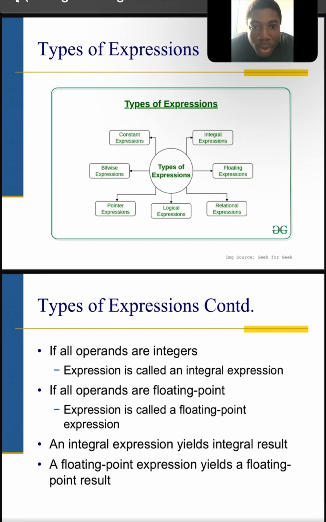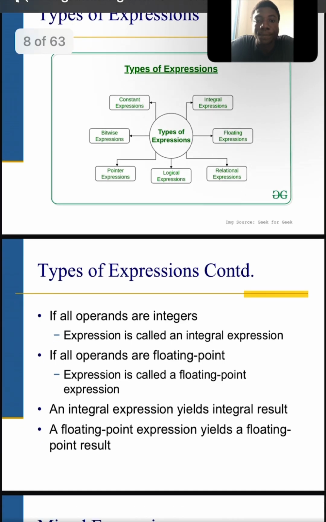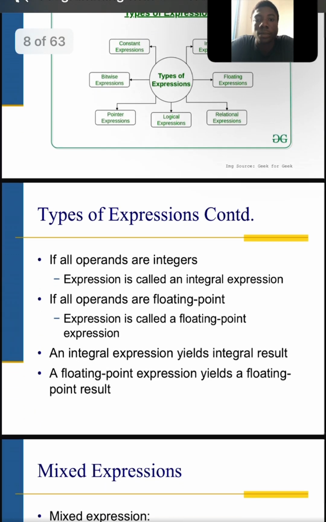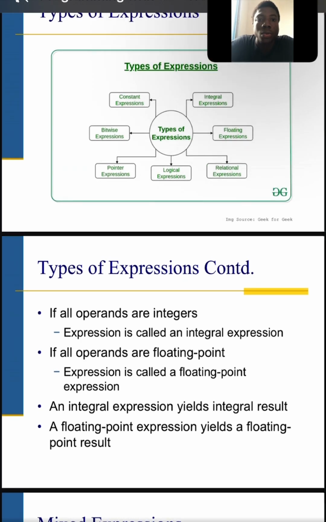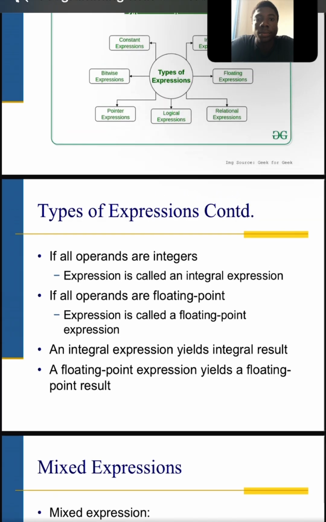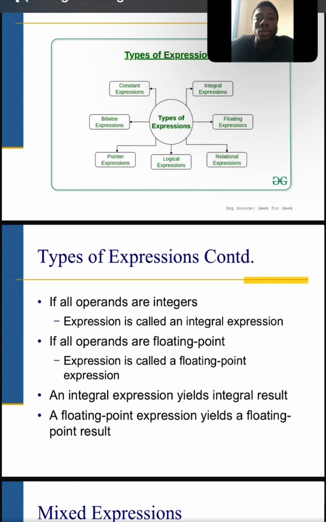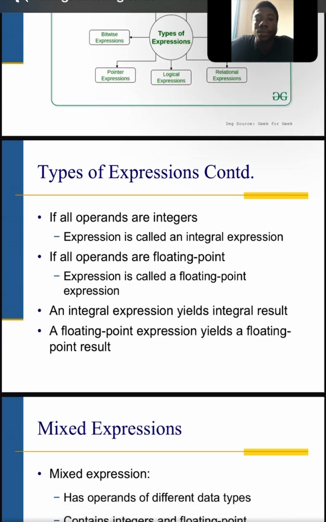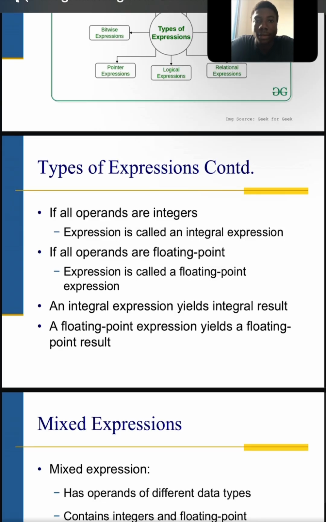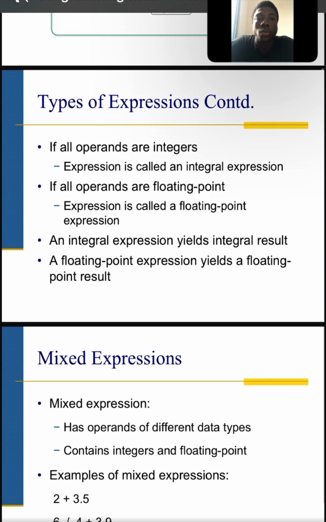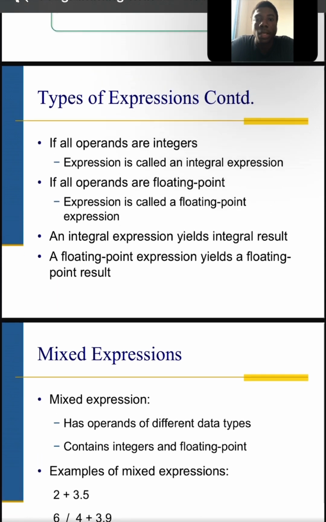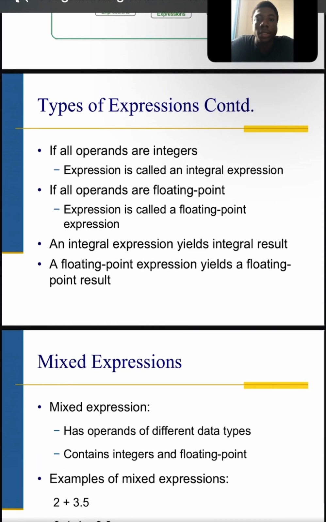Then we move to the mixed expression. A mixed expression has operands of different data types, containing both integer and floating point. It is a combination of integer and floating point. An example of a mixed expression: we have 2 plus 3.5, we have 6 over 4.39, we have 4.5 times 2 minus 13.6 plus 18 over 2. That's an example of a mixed expression.